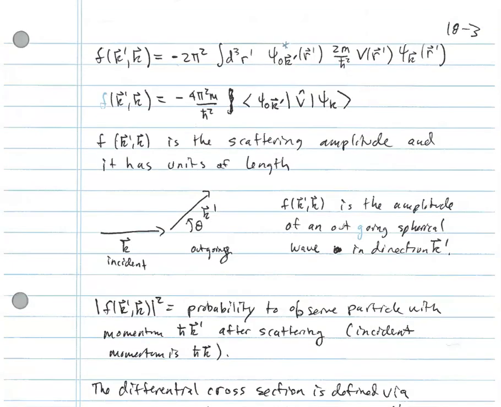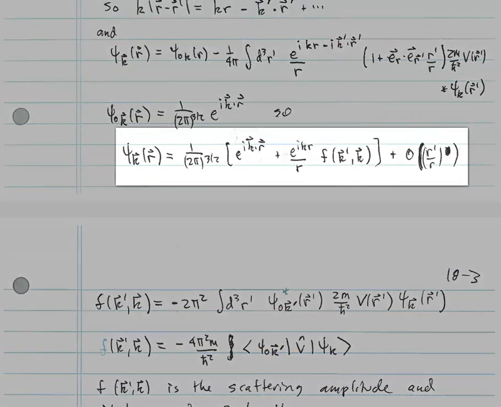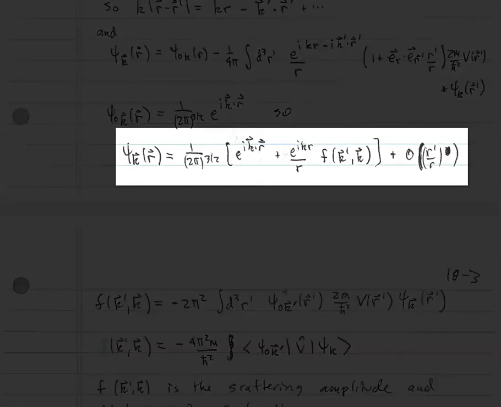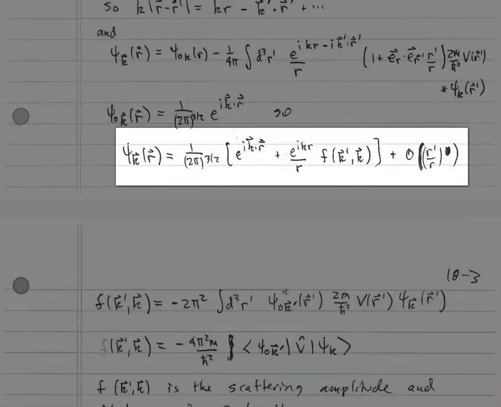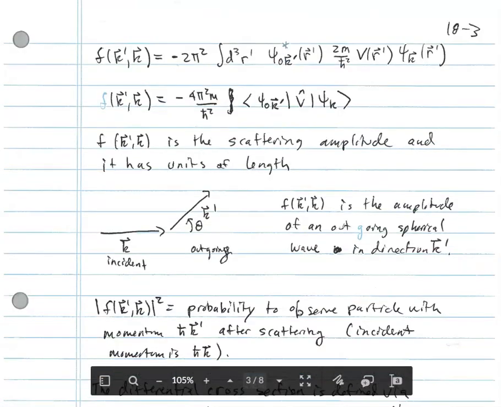All right, the scattering amplitude has units of length. We can tell that by going back to the definition here. You see the term e to the i k dot r. That has no length in front of it, but we wrote the second term as e to the i k r over r. That's because the spherical wave will decay like 1 over r. And then that f of k prime k must have dimensions of length in order for these two terms to have the same dimensions. Okay?